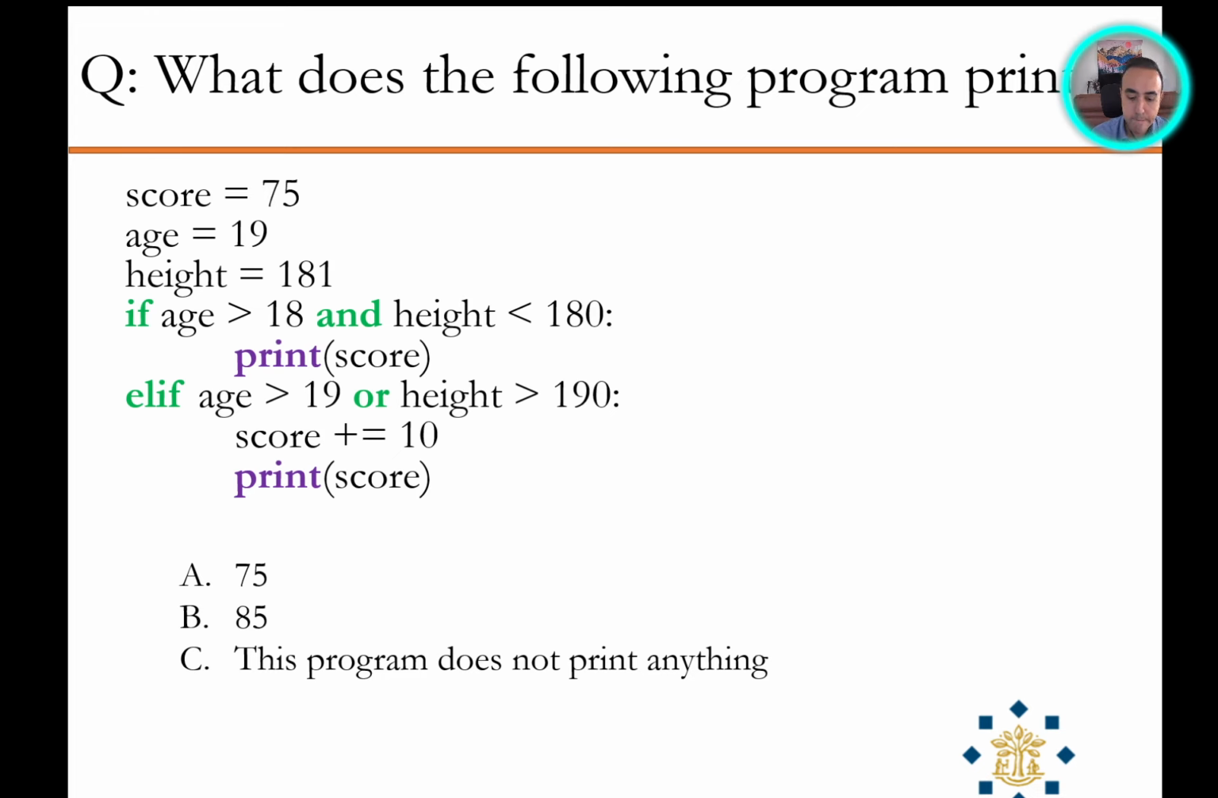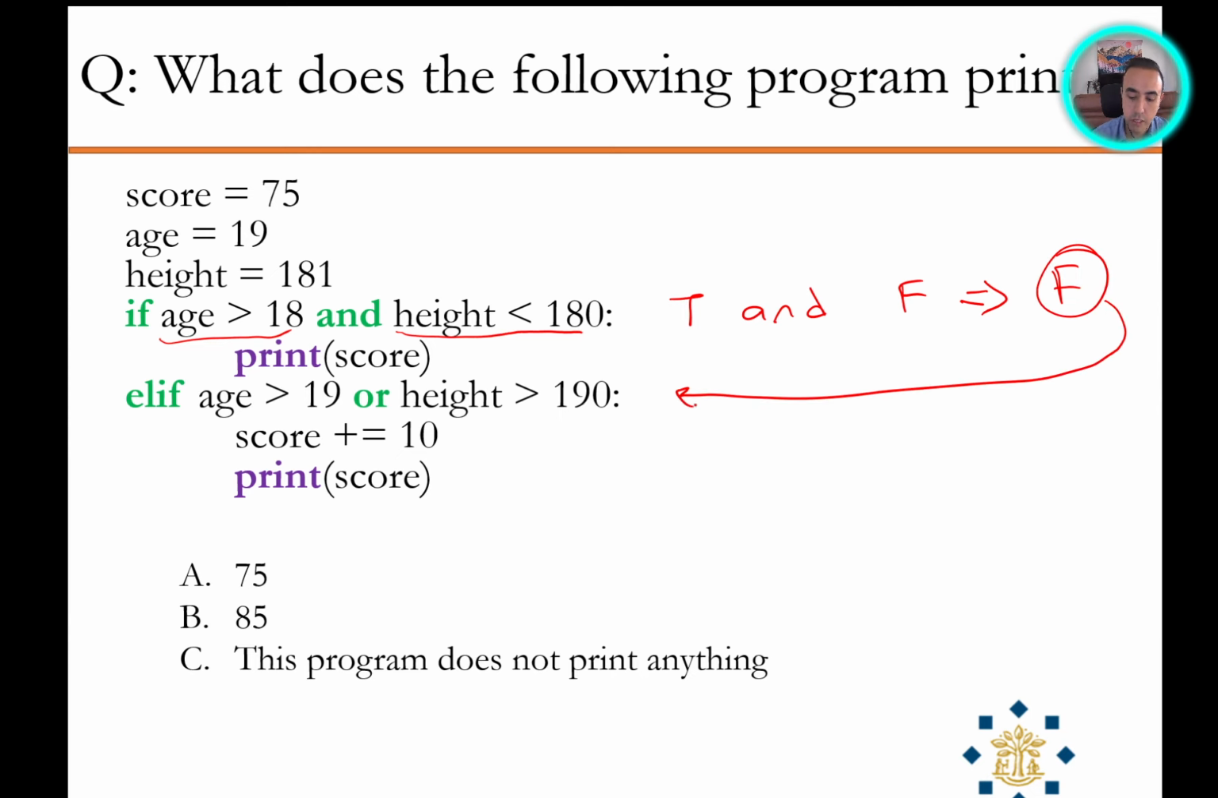Okay. Again, so we have true, so this one is true, right? 19 greater than 18. 181 less than 180. That's a false. 181 is not less than 180. True and false. So we need both of them to be true, but one is false, so it's false. If it is false, now we can go to the else part, else if.